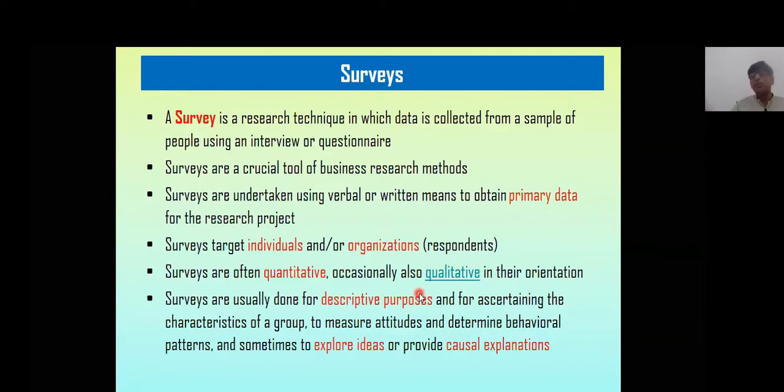I also give an example with the MCQ, like the one I give you in your examination. That is quantitative. Another is your question paper, in which just questions are written, for example, what is marketing, what is finance, what is HR management. These are qualitative or open-ended questions in their orientation. So there are two types, quantitative and qualitative.